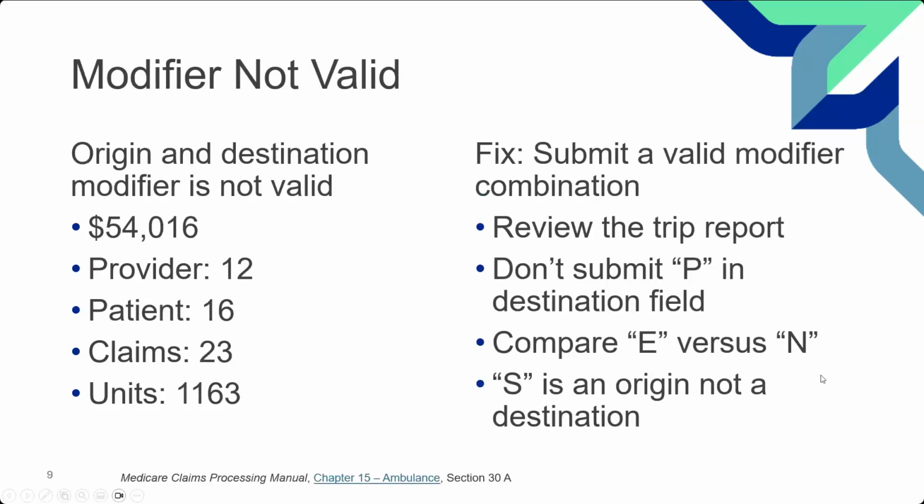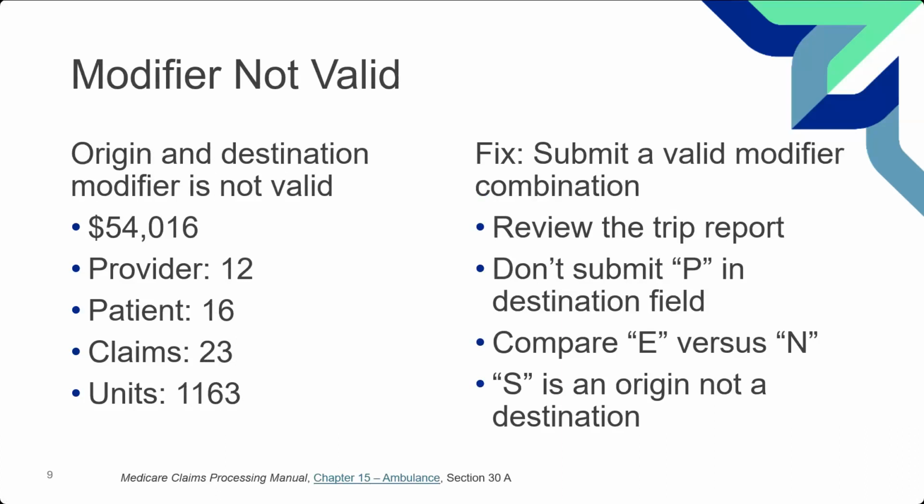The next one tells us that there's an origin and destination modifier that's not valid. So what does that mean? On an ambulance claim, and it doesn't matter what type of claim you bill for, you have to put a two-character modifier together.